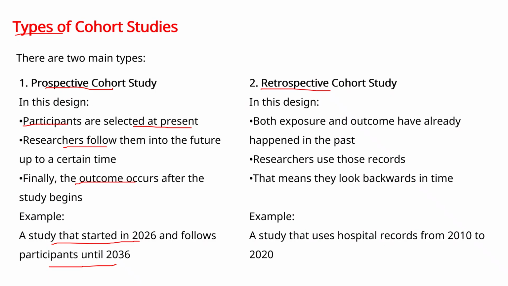Similarly, retrospective cohort study. Here, both exposure and outcome have already happened in the past. Researchers use those records only. That means they look backward in time. Example, a study that uses hospital records from 2010 to 2020.